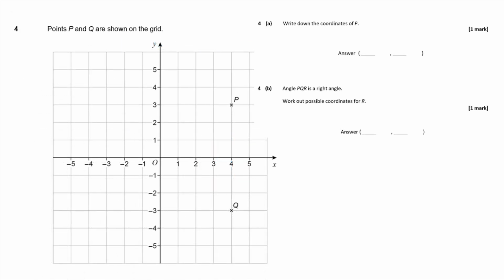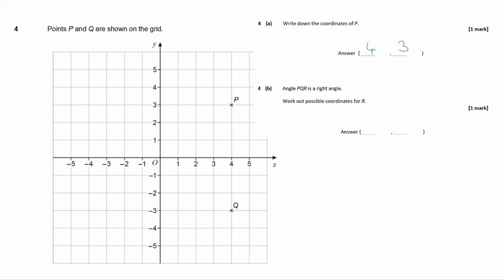Question 4. Points P and Q are shown on the grid. Write down the coordinates of P. Okay, so P, we measure coordinates along the corridor and up the stairs, don't we? So we're going 1, 2, 3, 4 along and 1, 2, 3 up. So that's going to be the coordinates (4, 3) then, isn't it?